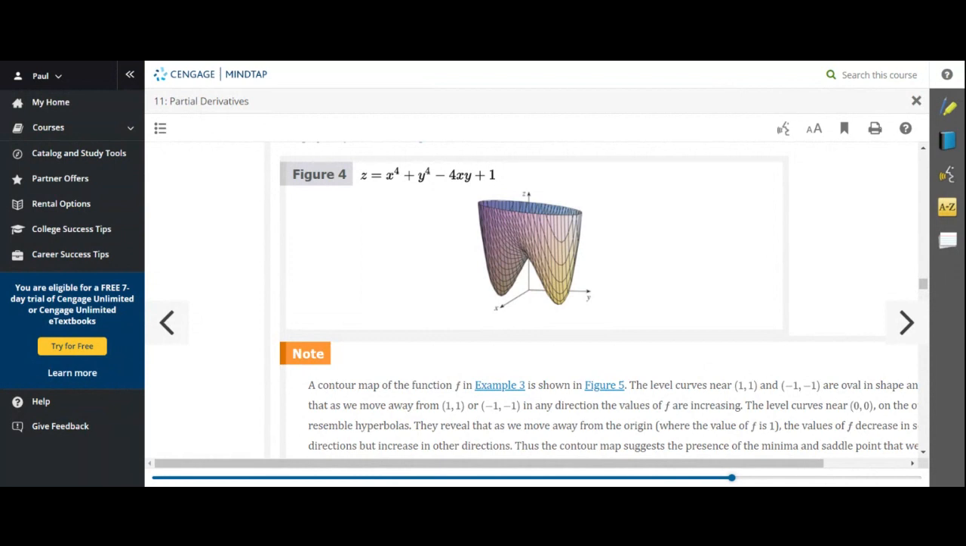You do have local minima, but then there is a saddle point also. There's a saddle point right in the crotch of the pants, so to speak, in figure 4 here. The second derivatives test identifies that the origin is a saddle point. It's all shown right here.